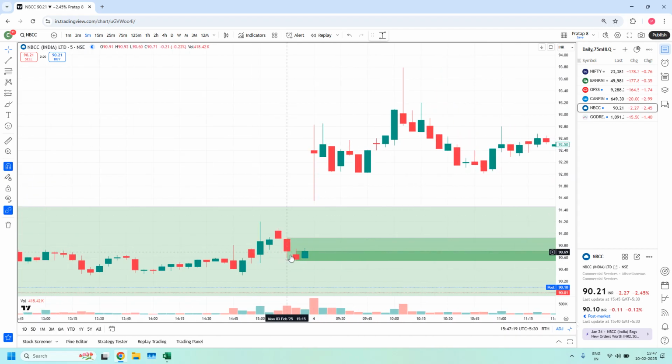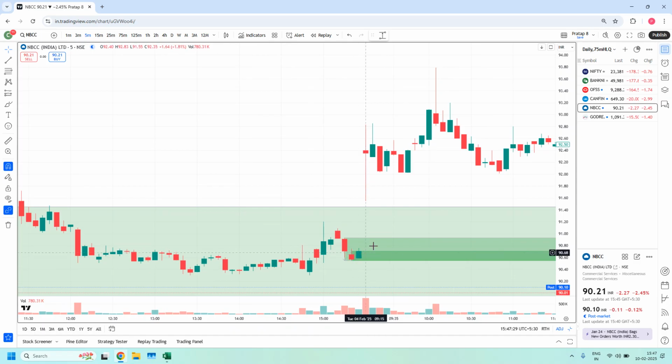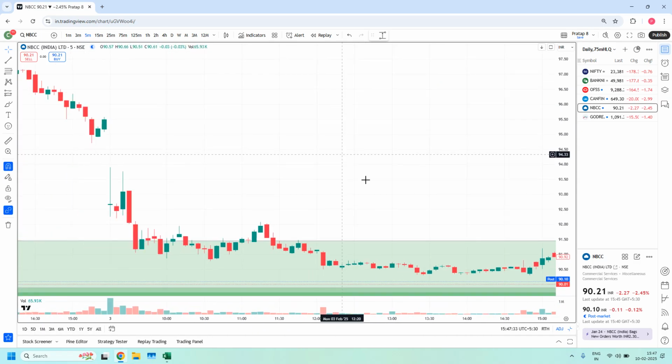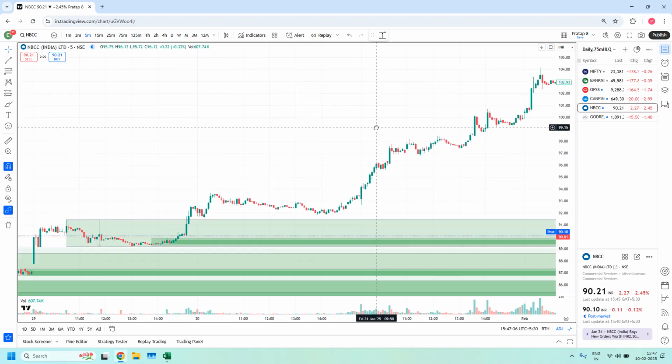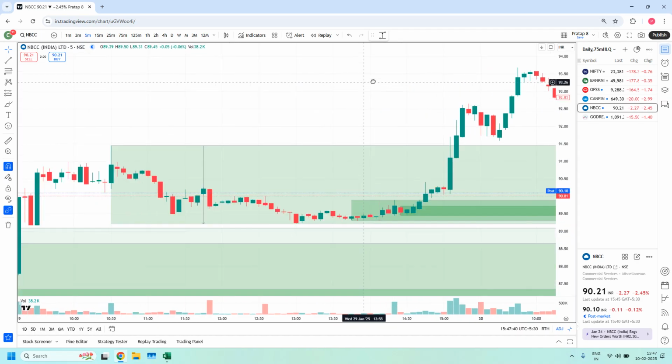We have a drop candle, 2 base candles, again with a hidden body. It is a rally candle, drop base rally. Okay, this is a fine tuned 5 minute zone. And more or less the gap is also there in this area. And also there is another 15 minute zone here.